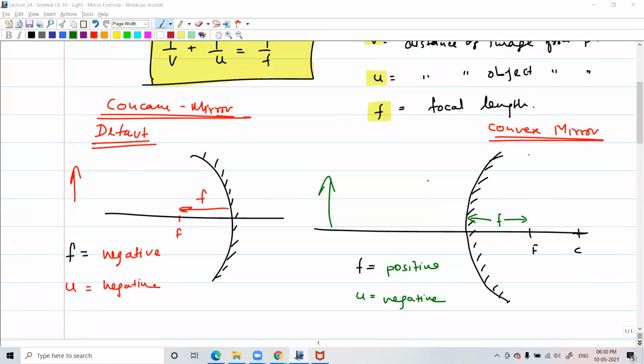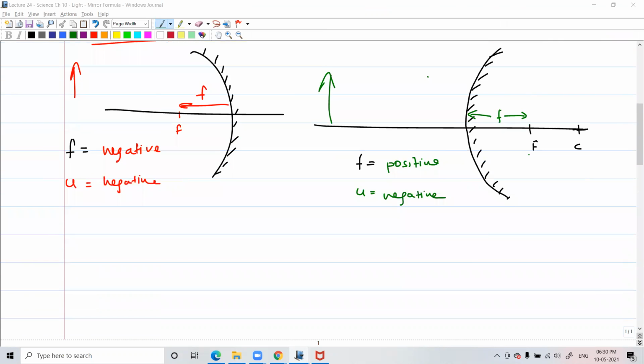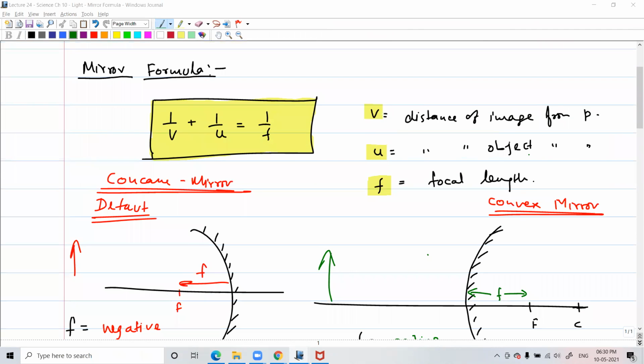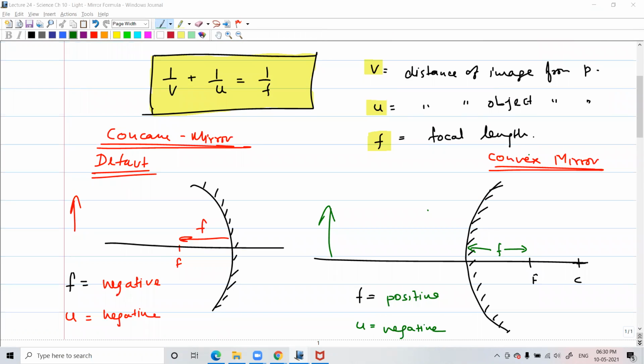Yes. So anyway, that was a recap of what we had seen so far. That was the mirror formula. We understand what U, V, and F are. We also understand that for a concave mirror, focal length is negative. For a convex mirror, focal length is positive.